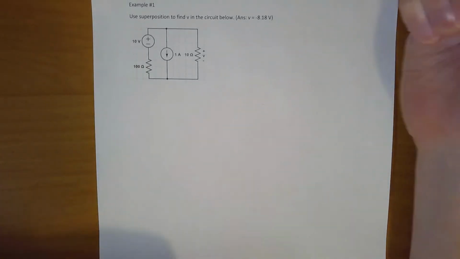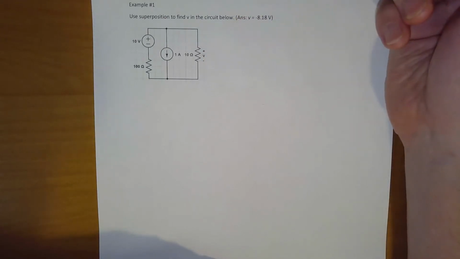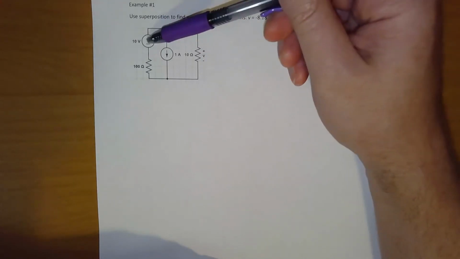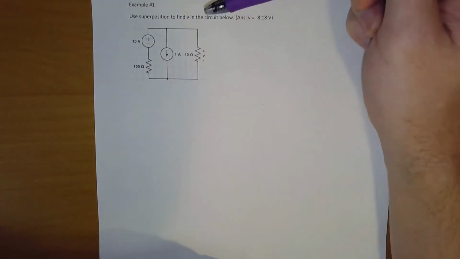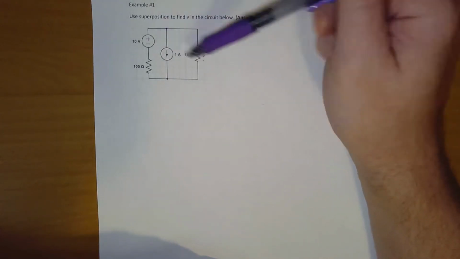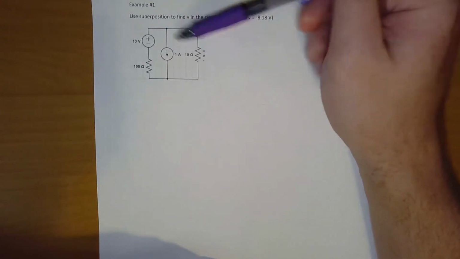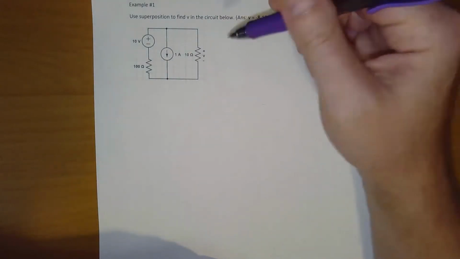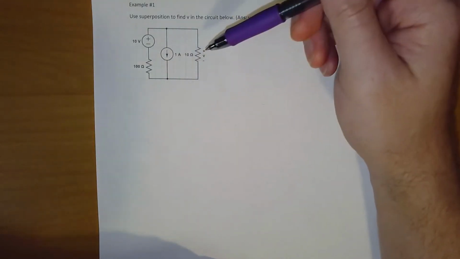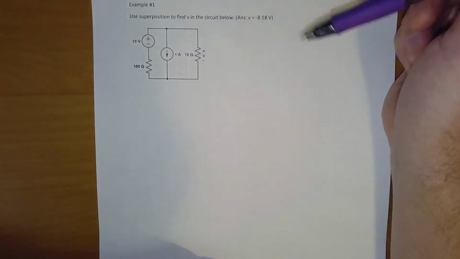In this video, we're going to be using superposition to find this voltage V. Superposition is useful when you have multiple sources, so independent sources. It's going to tell us how much voltage V is caused by this 10 volt source and also how much voltage V is caused by this 1 amp source. In general, this isn't your fastest method, but it is useful for seeing the contribution of each of your independent sources.